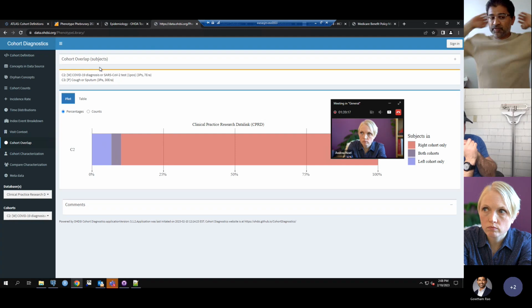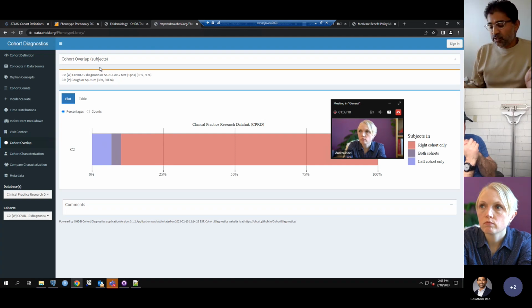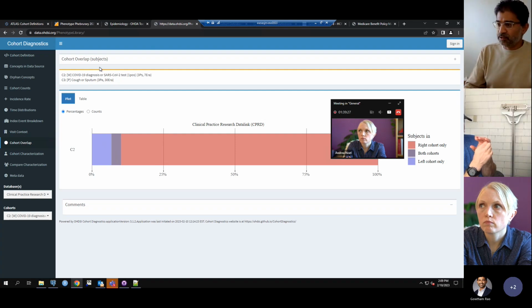So that will be the next order. The first order is to see if we are identifying the right set of people in this new cohort definition. If you do that, then we can do all this proportion calculation.